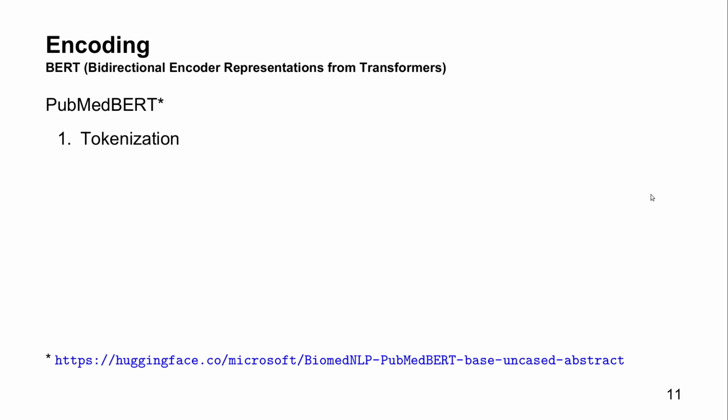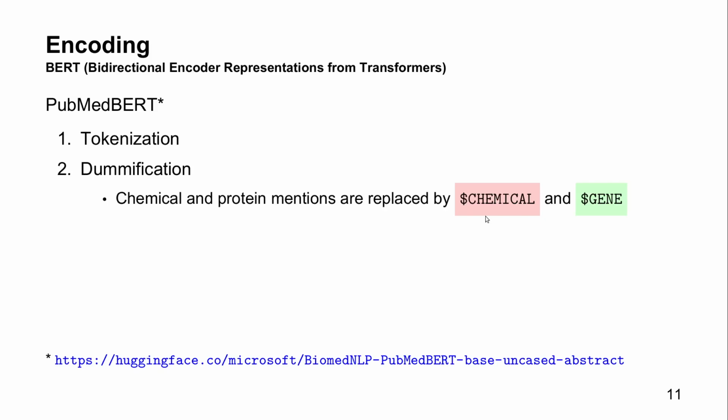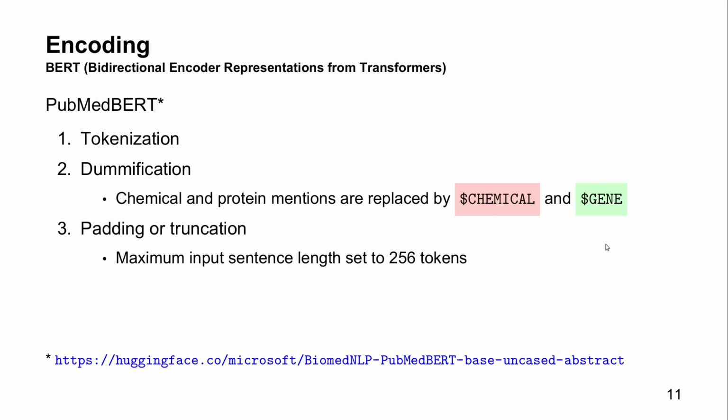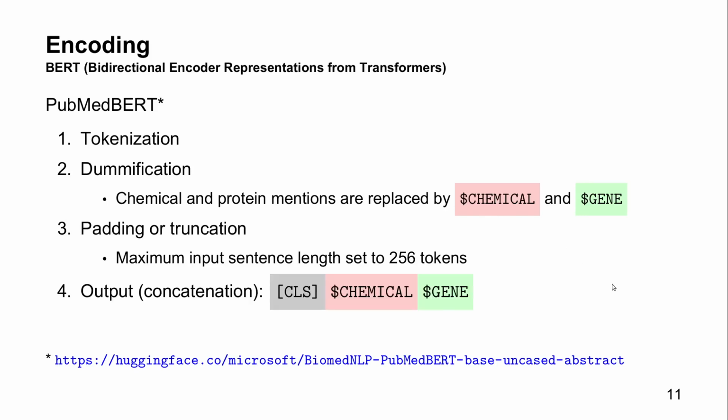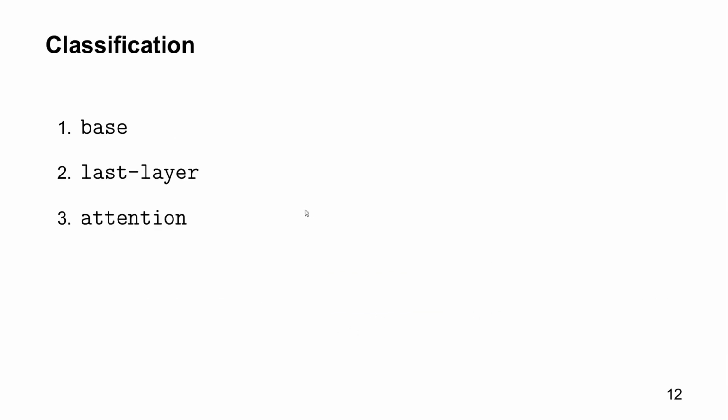We perform tokenization, dummification, where we replace the chemical and protein mentions by dummy tokens, and padding or truncation since we set a maximum input sentence length. Finally, from the BERT output we concatenate the CLS and the dummy token representations. For the classifier model, we test three approaches that we denote here as base, last layer, and attention.